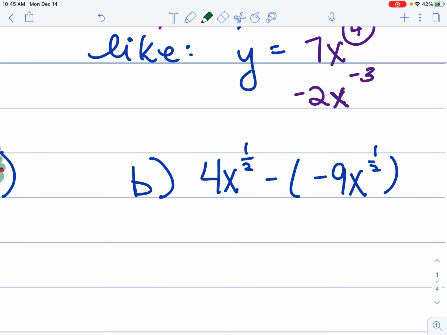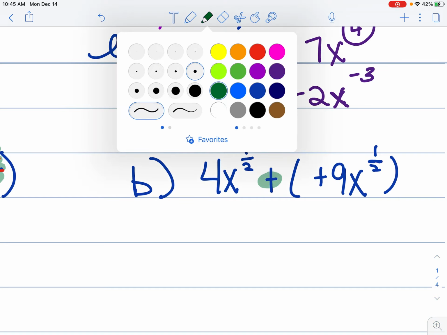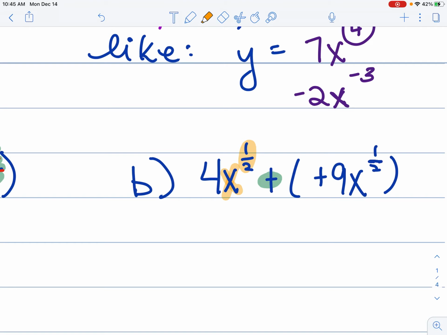So I see here that my operation is subtraction. Remember from before, subtraction means we're going to distribute it behind. So I'm going to make this a plus, and anything behind it is an opposite. Now subtracting that negative 9x to the 1/2 is like adding. Okay, now let's look for like terms. Do you see here that this x to the 1/2 is the same as this x to the 1/2? These are like terms. So we can add the 4x to the 1/2 and 9x to the 1/2. That gives me a total of 13x to the 1/2.